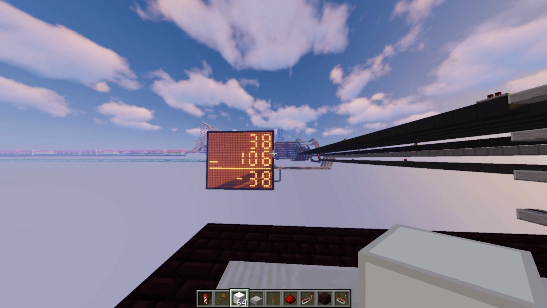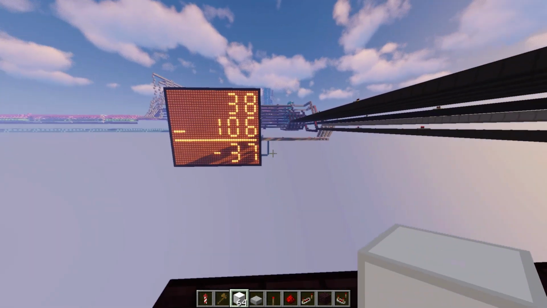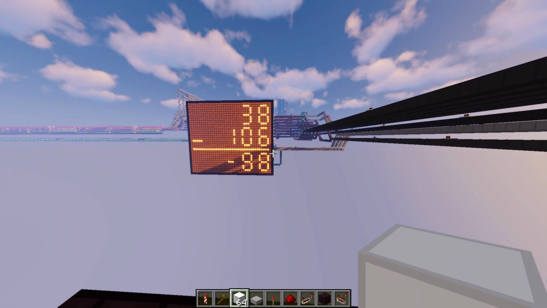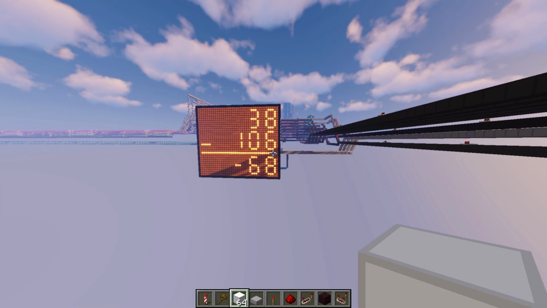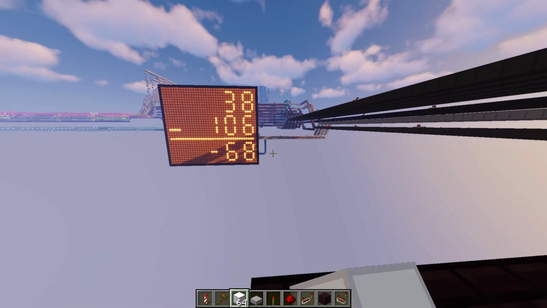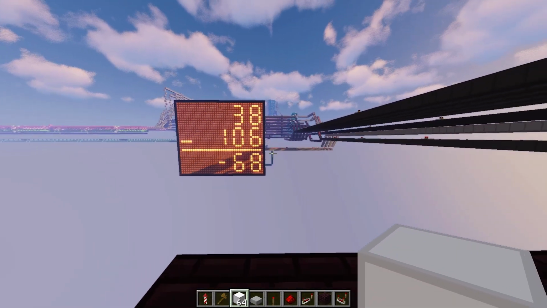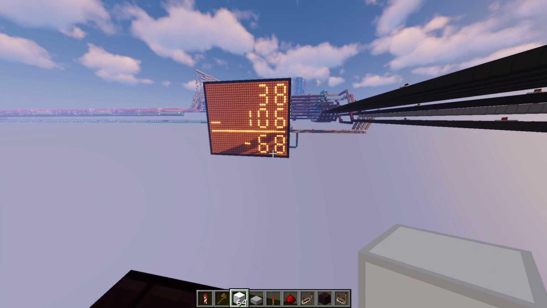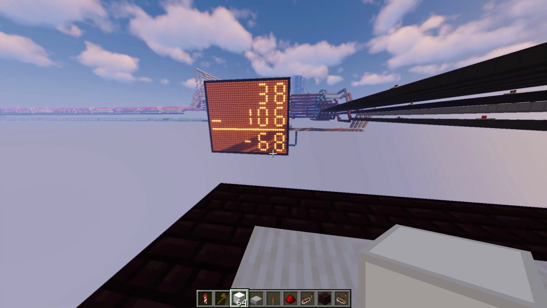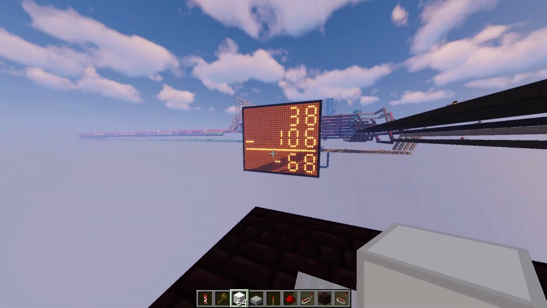Okay, so the negative symbol comes in. The negative symbol actually gets decided by the number of digits on the bottom, but here we go, it's decided. Our answer is negative 68. If we did the subtraction, I'm sure it would be correct.